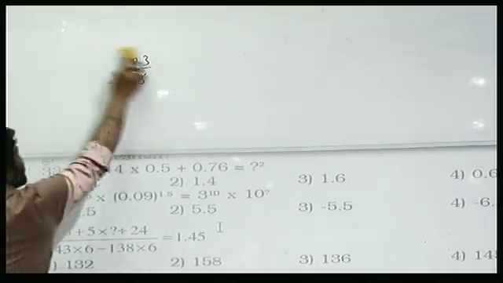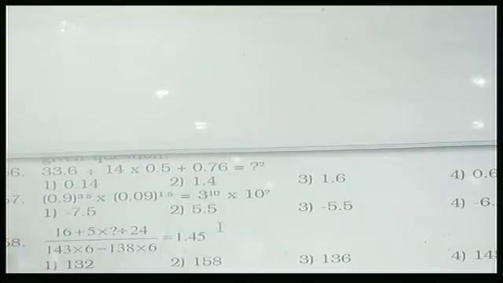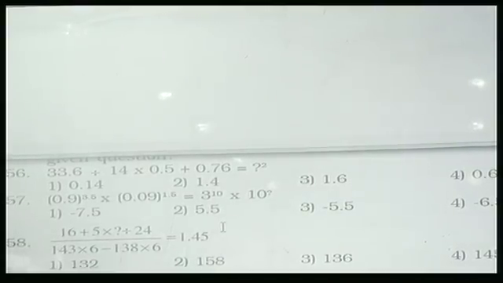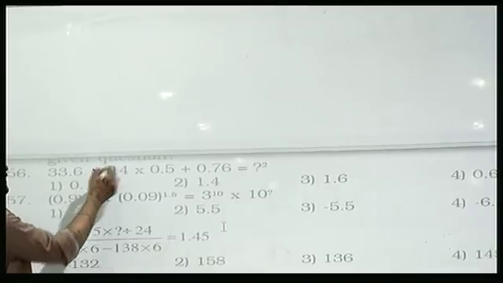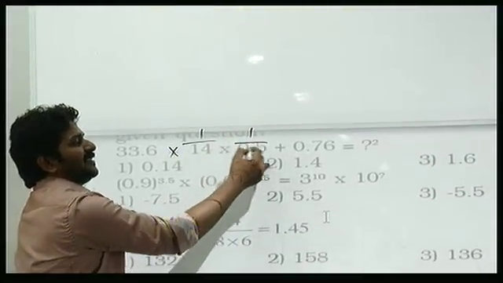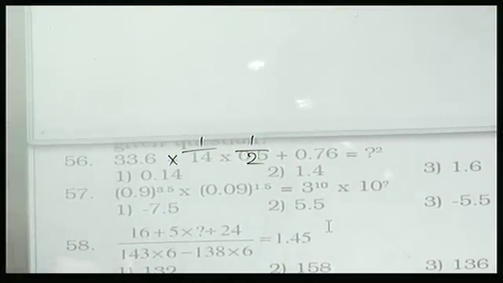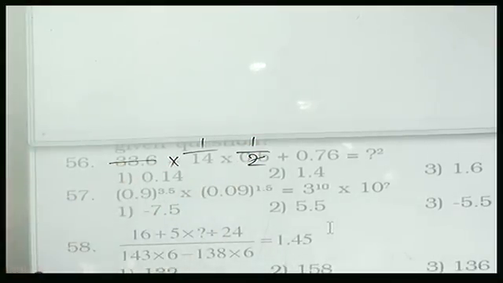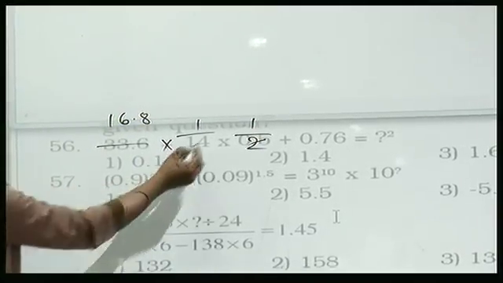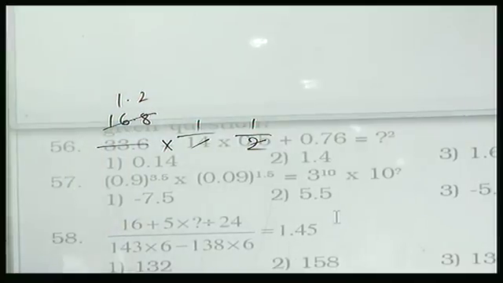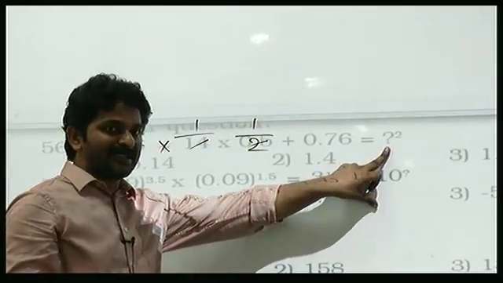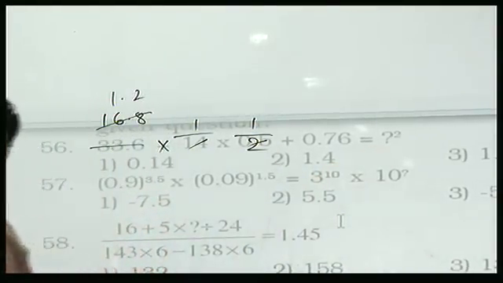Next 56. Can we write this number as into 1 by 14? Yes or no? 0.5 can be written as 1 by 2. So how many times? 0.8. 14. 1.2 times. 1.2 plus 1.76. 1.96. 1.96 is 1.4 whole square. Yes or no? Right.